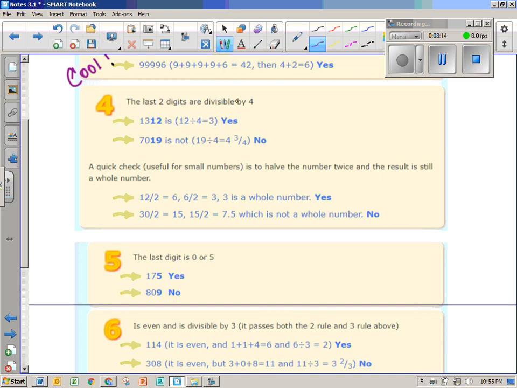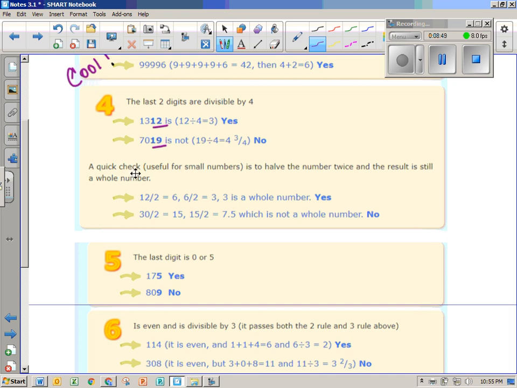4 is just one I found that students have a hard time remembering. I'm not quite sure why. But you don't add anything up. You merely look at the last 2 digits of a number. If the number formed, not the sum, but formed, is divisible by 4, then the entire number is divisible by 4. So you see here 12 is divisible by 4, but right here 19 is not. So 7,019 is not divisible by 4.